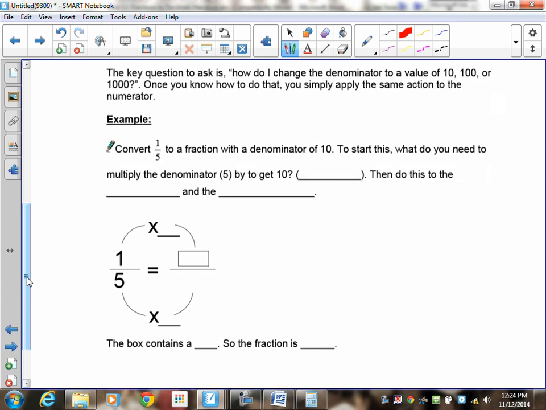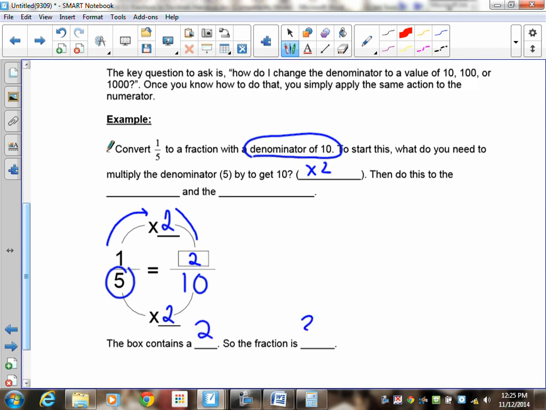All right. I want to convert 1 over 5 to have a denominator of 10. Okay, so I know my denominator is supposed to be 10. How do I know it's supposed to be 10? It says right there, denominator of 10. To start this, what do you need to multiply the denominator by, this 5, to get 10? Well, in this case, we're going to multiply it by 2, right? Now remember, when you make an equivalent fraction, you have to multiply the top and the bottom by the same number. So this has to multiply the top by 2 also. So 1 times 2 gives you 2. So the box has to contain a 2. So my fraction is 2/10.